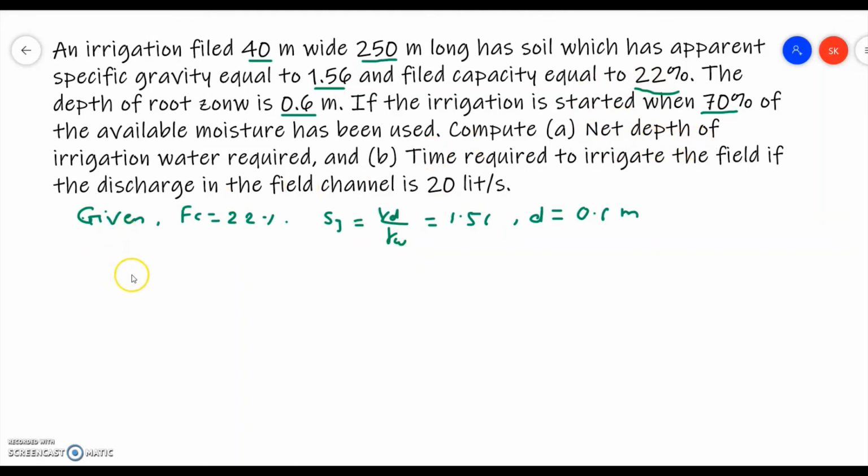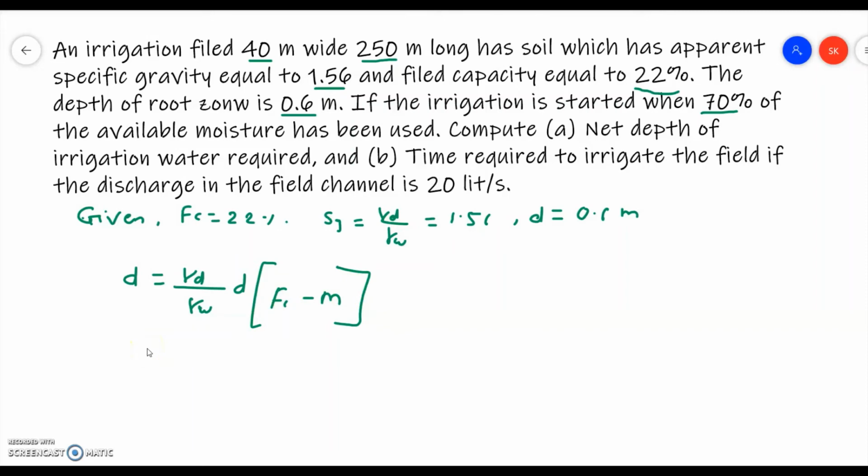So d is equal to the simple and basic formula that we can use, which is γd by γw into D into bracket FC minus M. So M is nothing but the moisture content before the start of the irrigation. This we can calculate, or we can simply say FC minus M is nothing but the 70% of FC. In both ways we can calculate, but we will go step by step.